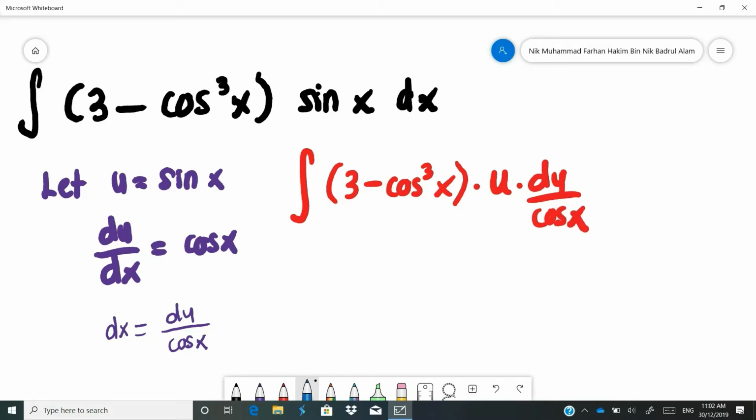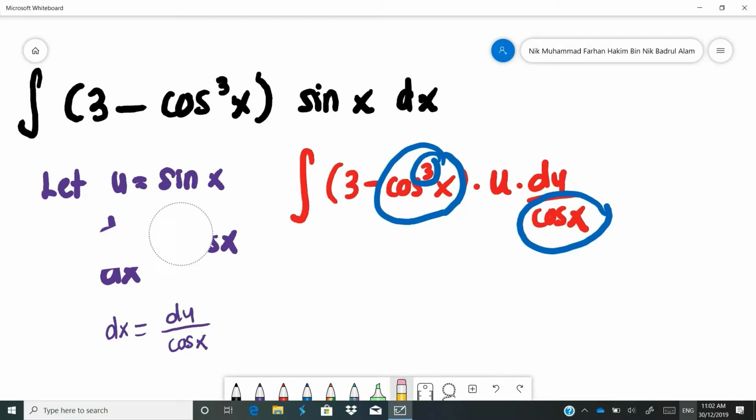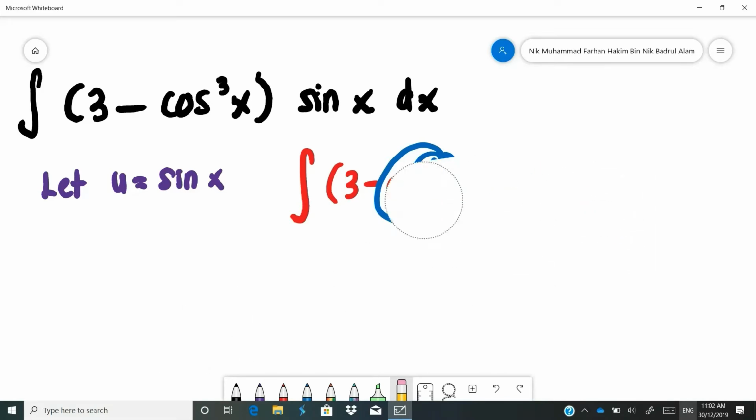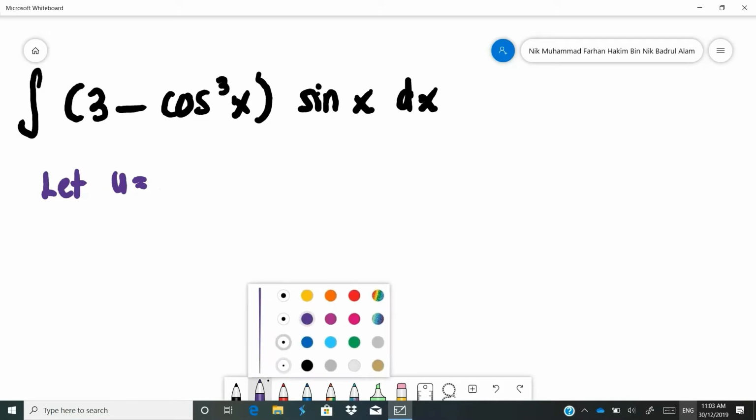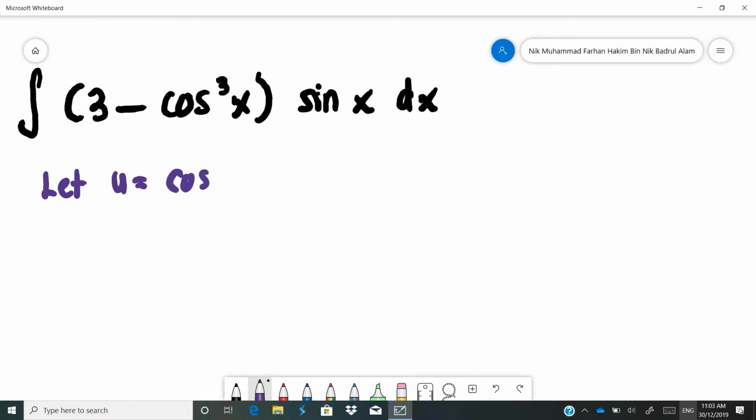So our intention is to cancel the cos x here and this cos x. However, when you try to cancel this, you will fail because this is cos to the power of 3, but this is cos to the power of 1. So that means your u just now is wrong. So try to have another u. In this case, you have to take u as cos x.